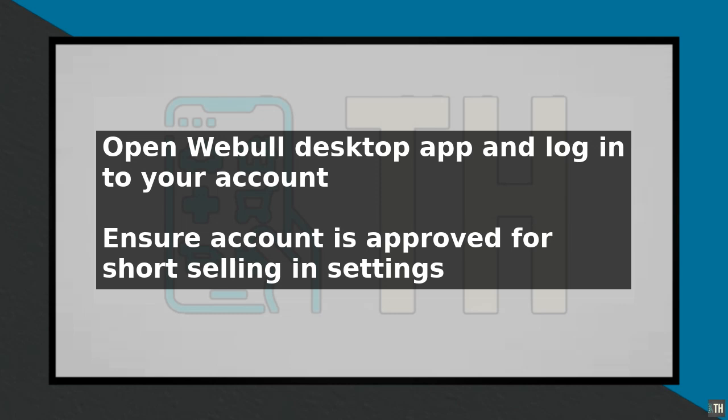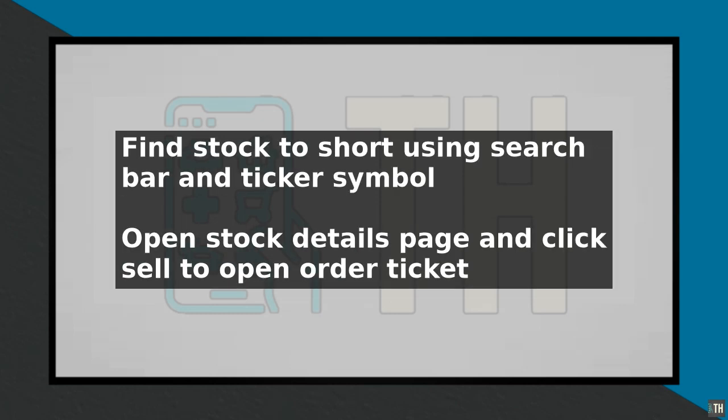Next, you need to find the stock you want to short. You can do this by using the search bar at the top of the screen and typing in the ticker symbol of the stock. Once you have found the stock, click on it to open the stock details page.